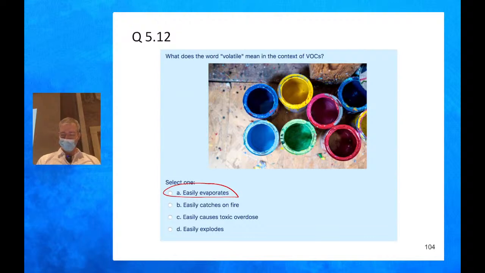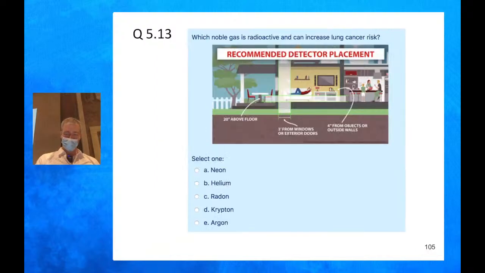Good. We're on slide 104. We're cruising through. Which noble gas is radioactive and can increase lung cancer risk? The answer is radon. The rest of them are all noble gases, but radon is the only radioactive one there. That's it. We're done.